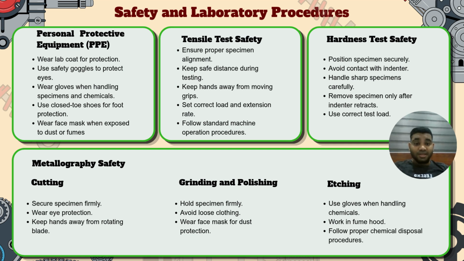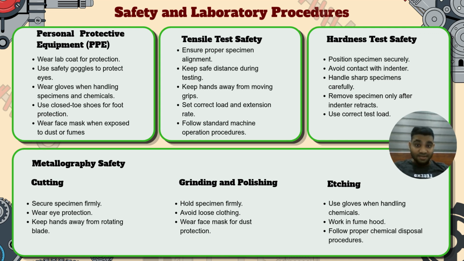Next, moving on to safety and laboratory procedure. First thing first, we have personal protective equipment, also known as PPE. It is important for us to wear a lab coat for protection, use safety goggles to protect the eyes, wear gloves when handling specimens, use closed-toe shoes to protect our feet, and last but not least, wear face masks when exposed to dust or fumes.